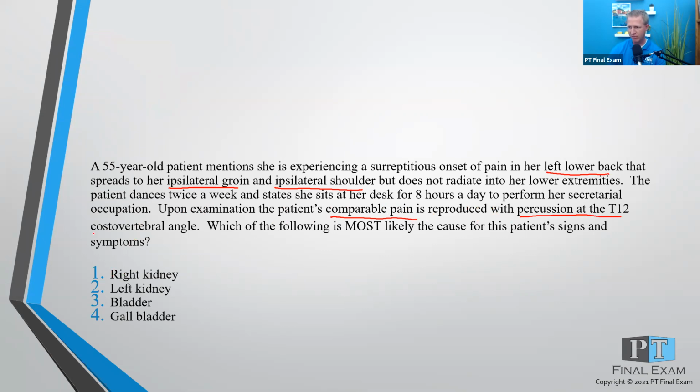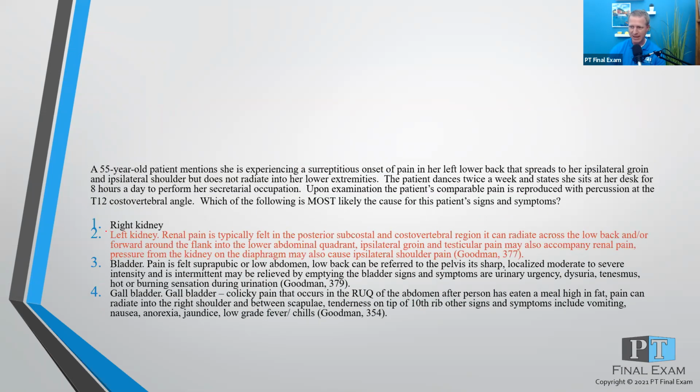So we are at the T12 costovertebral angle. Which of the following is most likely the cause for this patient's signs and symptoms? So we've got left pain, ipsilateral groin and shoulder. So things are all on the left side. Everything points towards the left kidney. Left kidney, that is the correct answer.